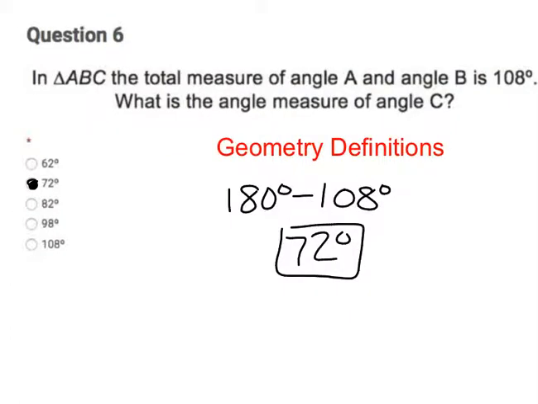Question number 6, they say that 2 of the angles already add up to 108. So our final measurement for a triangle is 180 degrees. So subtracting the 2, I get 72 degrees.